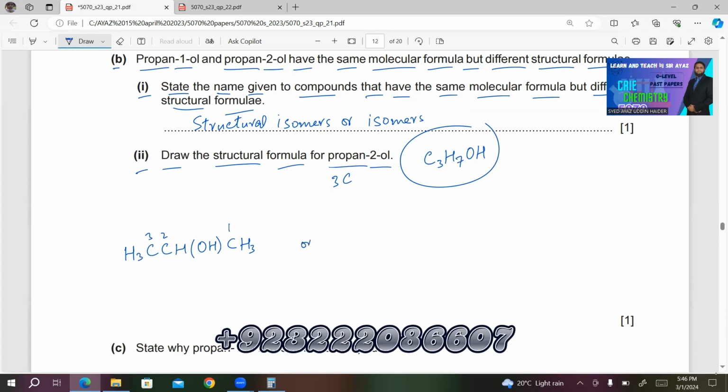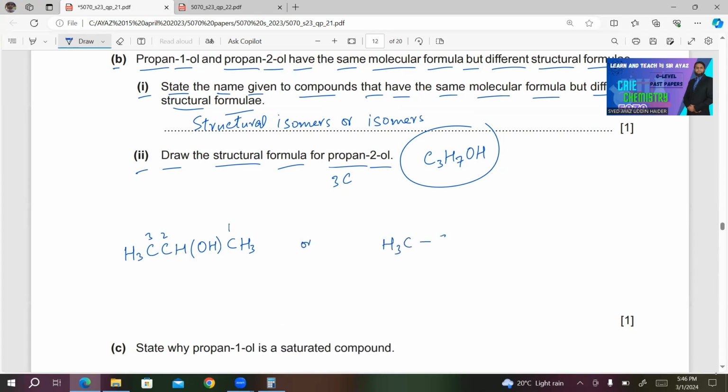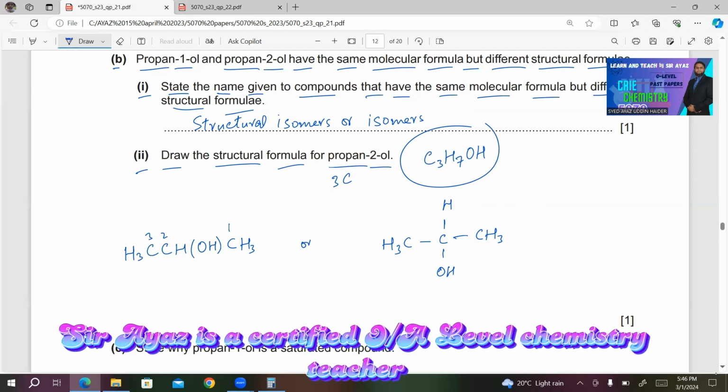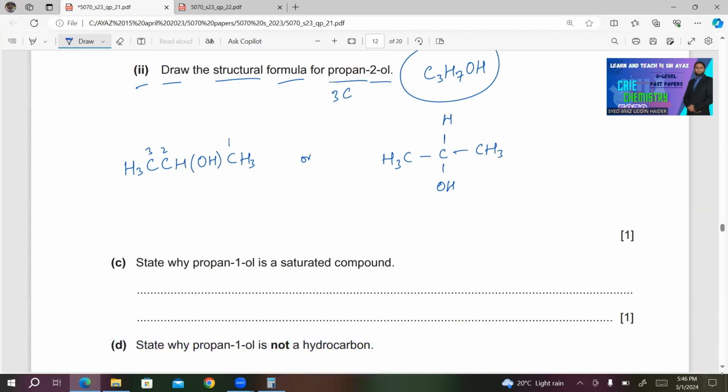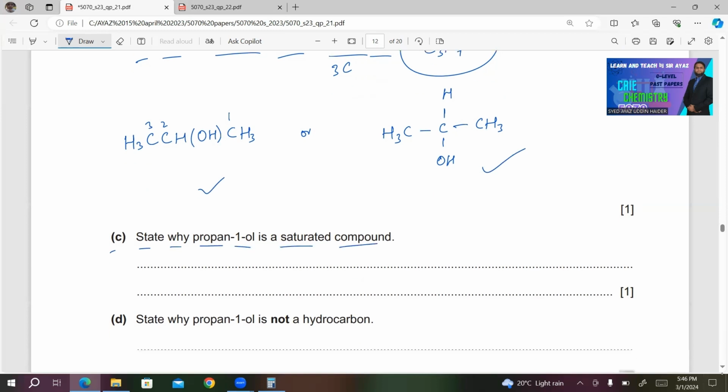Alternatively, you can draw it in this way also. H3C, single bond C, single bond H. Now I'm showing OH here. Half of this is shown as displayed formula and the other half as structural form. So this will be the final structural formula for propane-2-ol. Both are correct.